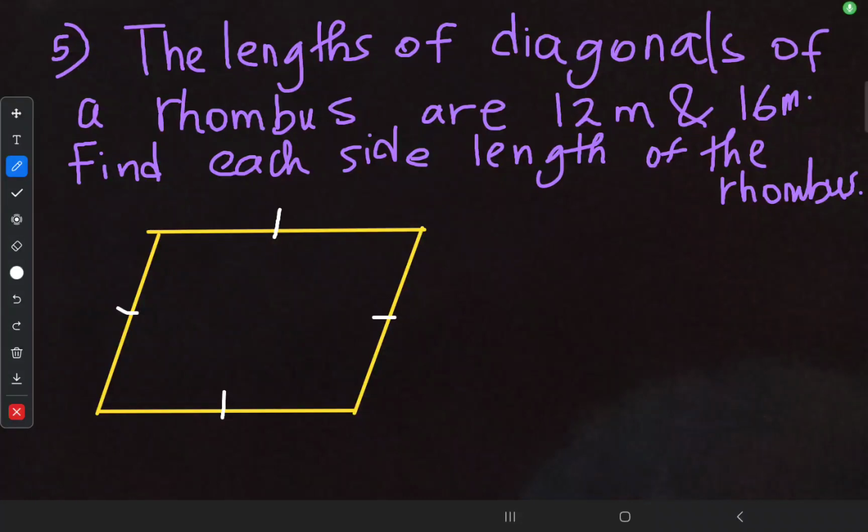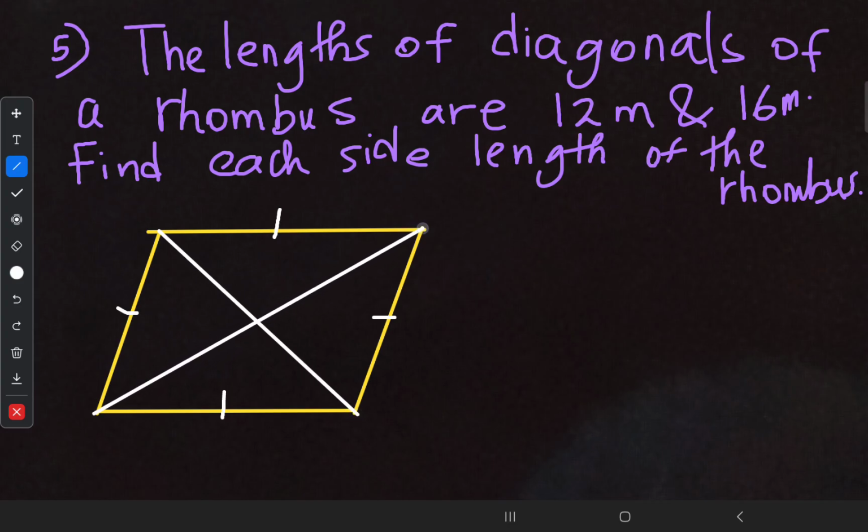In a rhombus, the first conclusion is that all sides are equal in magnitude. The next thing, here they were given the diagonals: 12 meters and 16 meters. The shortest diagonal is 12 meters and the longest diagonal is 16 meters.